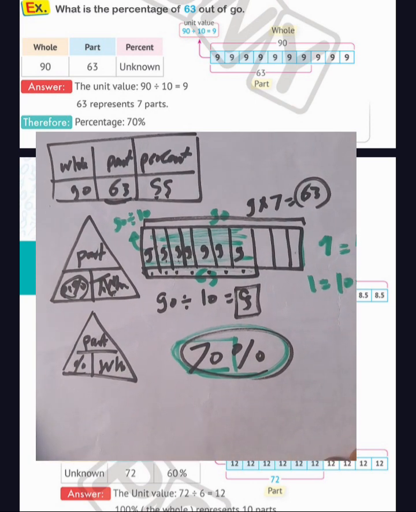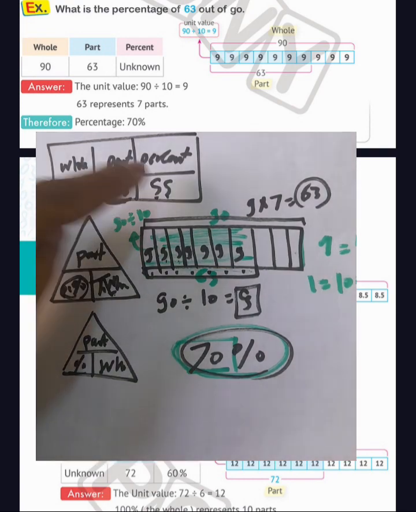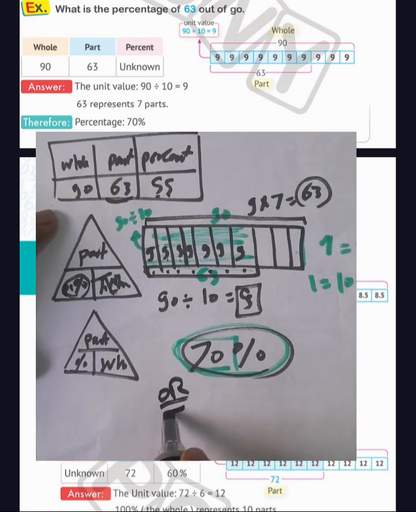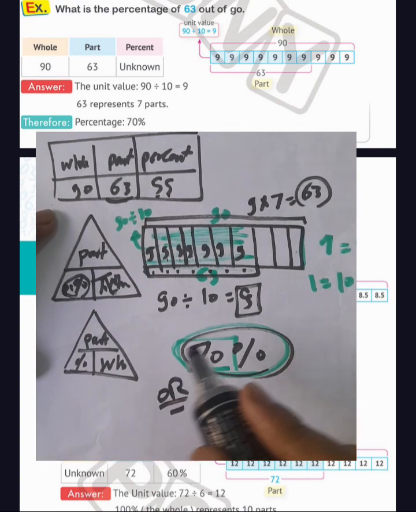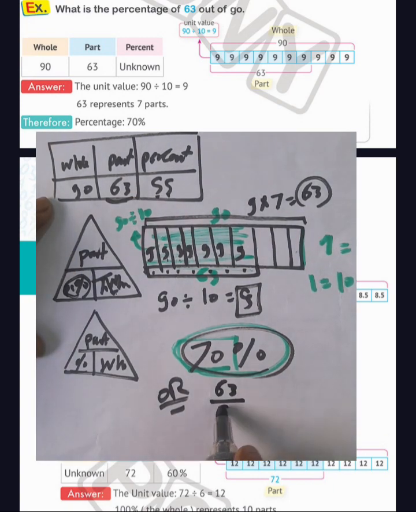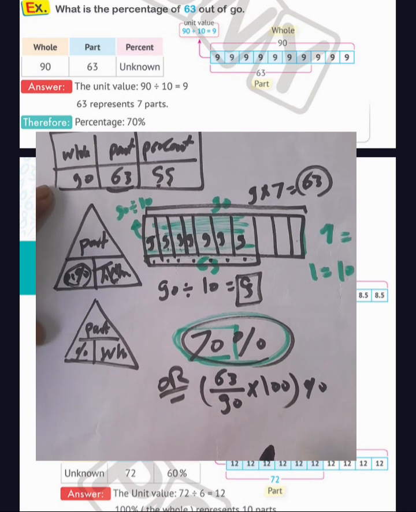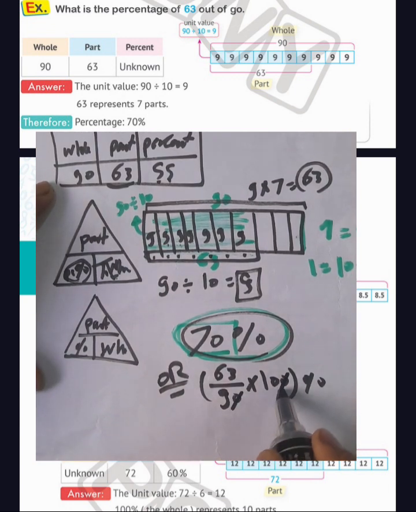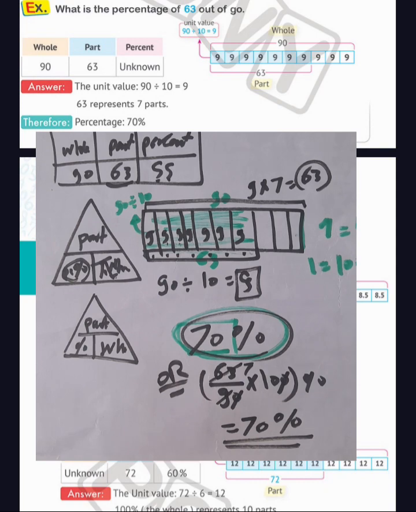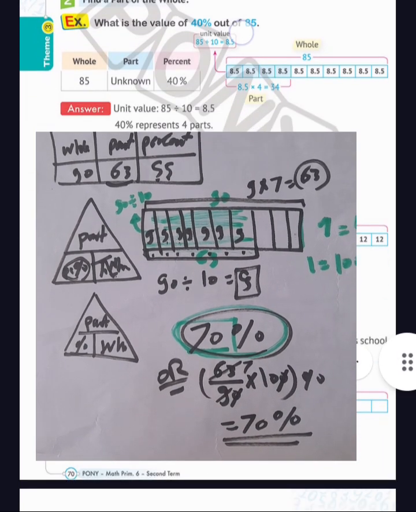And we know another method. Do you remember? To find the percent, you must divide the part by the whole number. Part here 63 divided by whole number 90 and convert to percent. Okay, it's another method. And then 63 here, cancel 0 by 0, and 63 divided by 9 equals 7. 7 times 10, it will be 70%. You must know this method. Okay, understood? Next question.